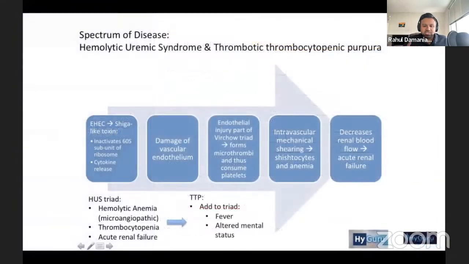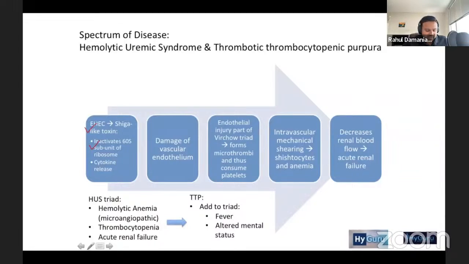Let's go ahead and just integrate this. This was one of my OG slides when I started HyGuru. This was one of the first slides I made. Essentially, what I want you to appreciate is that HUS and TTP are on a spectrum, okay? So let's talk about HUS. Typically, HUS is due to E. coli O157:H7, and that has the Shiga-like toxin that inhibits translation, i.e., it inactivates the 60S ribosomal subunit.